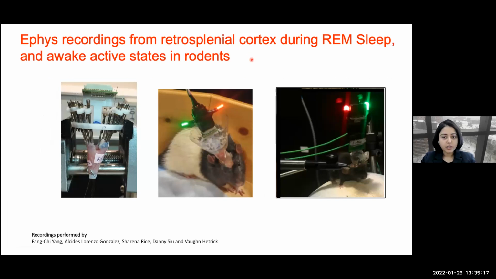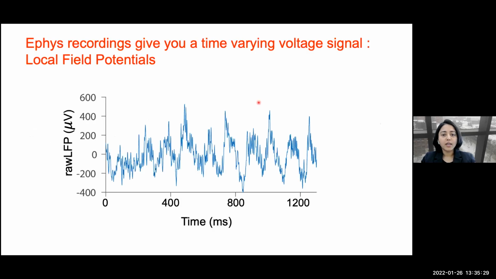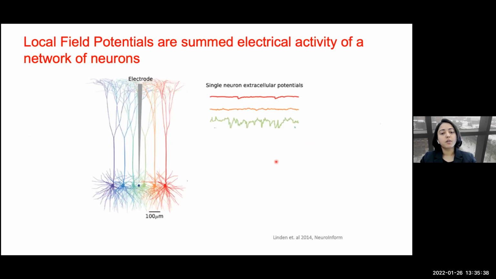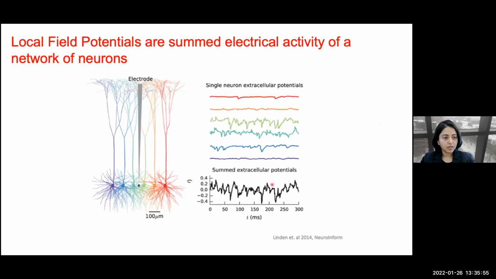But before we go into all the details of the recordings, let's understand what we would expect to see when we have an electrode inside the brain in the middle of a bunch of neurons. We would get a time-varying voltage signal, which is called local field potentials. But what do these mean? Consider, for instance, that you can record individually from each of the neurons surrounding an electrode, and you measure the electrical activity of each of these neurons. In that case, the summed activity of these cells would be represented by the local field potentials.